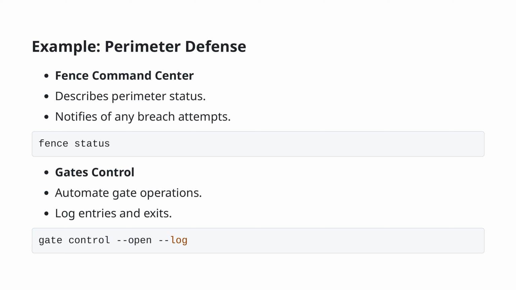Secondly, the Gates Control System automates gate operations, simplifying access management. It also logs all entries and exits, providing a comprehensive record for security audits and investigations. These systems collectively enhance the perimeter defense by combining real-time monitoring with automated access control, ensuring robust protection for the facility.